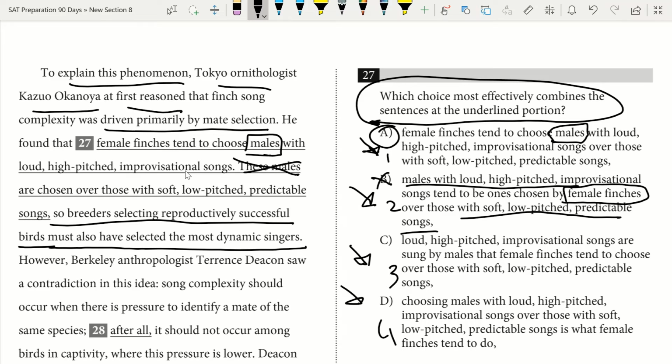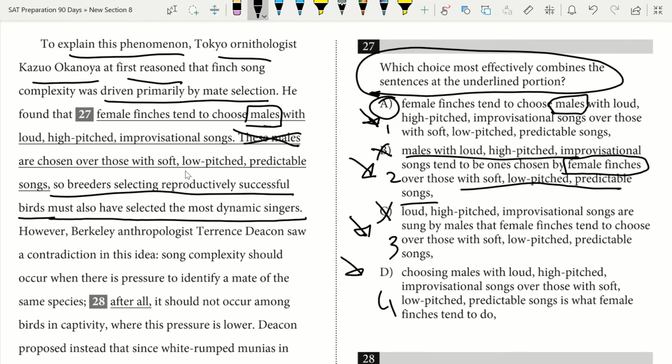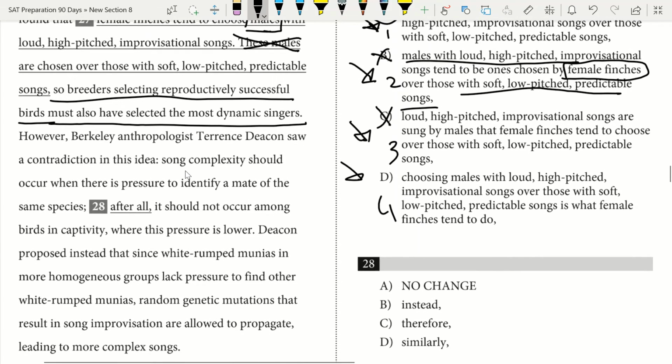C: loud, high-pitched, improvisational songs are sung by males that female finches tend to choose over those. See, this one's really confusing with the order, so C is incorrect. We wouldn't say it naturally in that order, right? That's a bad way to say it. We want to talk about how we have these female finches tending to choose those males, and then we want to contrast the two different types of male songs. We don't want to be wordy, and C was very wordy. D: choosing males with high-pitched improvisational songs over those with soft, low-pitched, predictable songs is what female finches tend to do. Once again, that's very wordy and inefficient, so D would be incorrect.